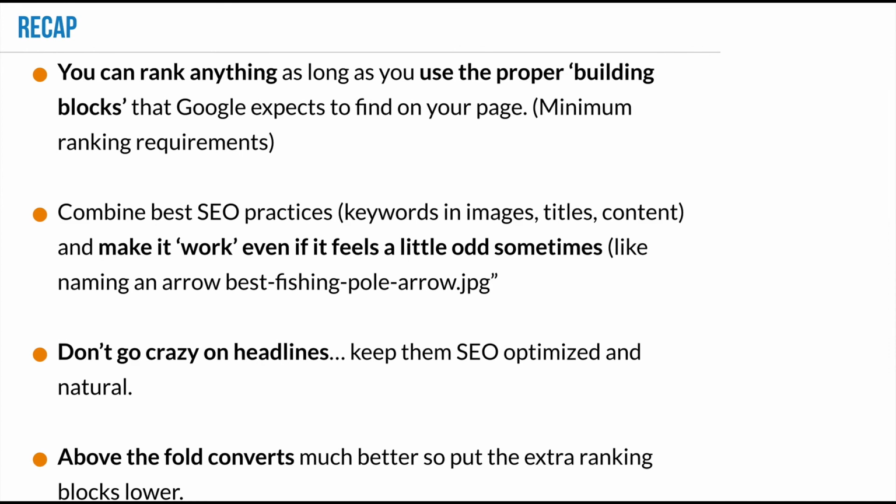The next thing you want to keep in mind is always combine the best SEO practices. So keep the images, you keep the keywords inside the images, inside the content, even if it makes it sound a little weird, like having a small arrow that says arrow pointing to fishing pole. That might sound a little weird, but it actually really works, right? It works and it helps you rank, and it will help the user. So you want to name them appropriately to give yourself every little bit of an advantage.